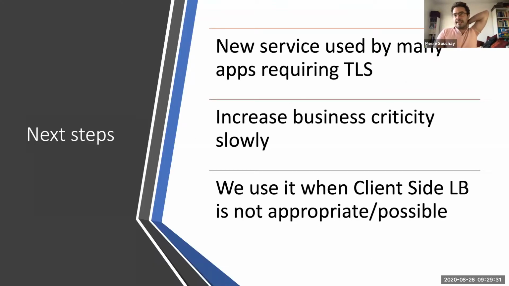So what's next? What we want to do next is deploy the same exact mechanism on larger pools with many more applications using microservices with sidecars. Increase the business criticality of the services being targeted. For now, it's pure infrastructure stuff, but we want to use it for business services. And we want, of course, to use it for new projects, especially when integrating client-side load balancing is not possible or easy.